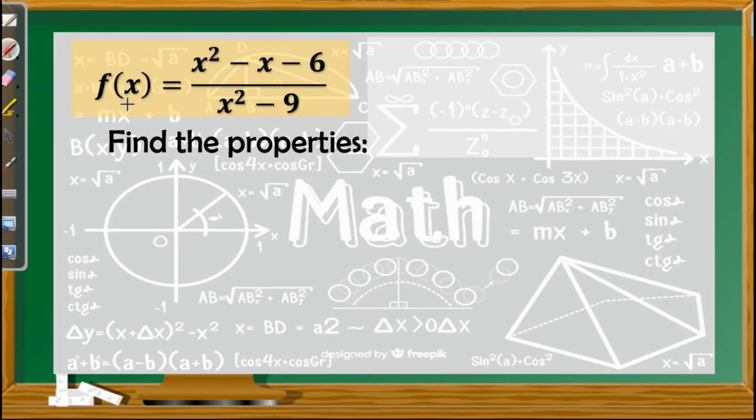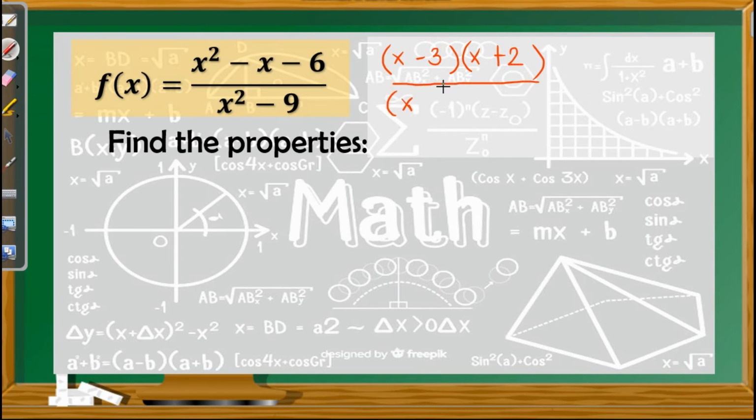Next function, we have f of x is equal to x squared minus x minus 6 all over x squared minus 9. In this case, as you can see, the numerator and denominator are both factorable. So let us see if we can still simplify the function. So the factors of the numerator, we have for x squared, x and x. Factors of negative 6 that when added will result to negative 1. We have negative 3 and positive 2 over x squared minus 9.